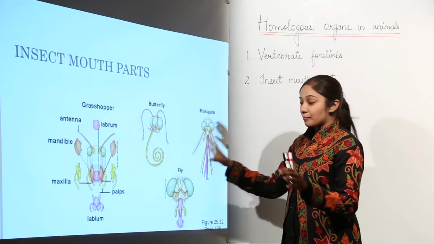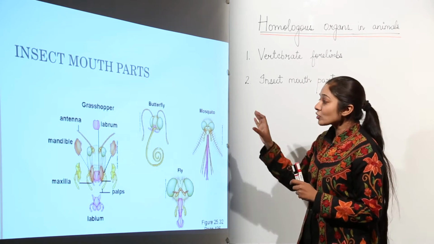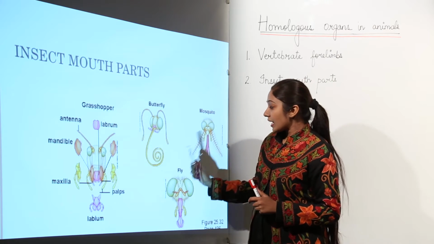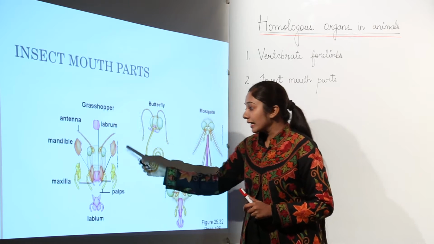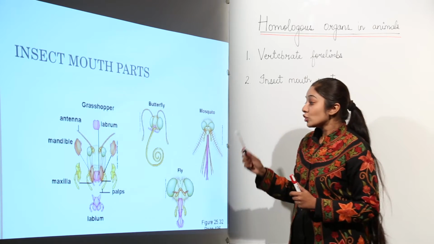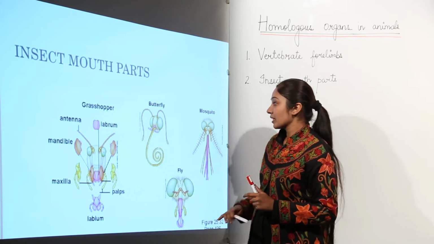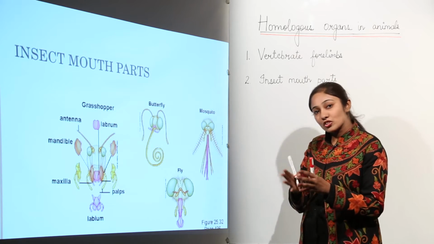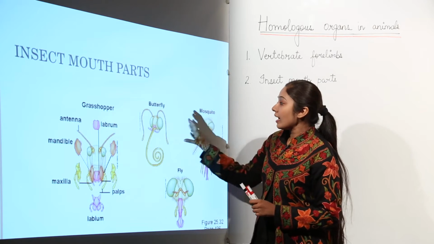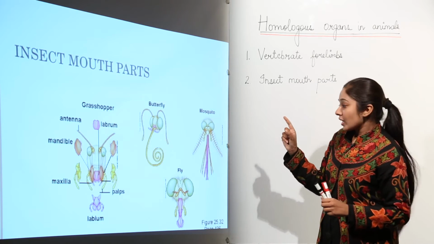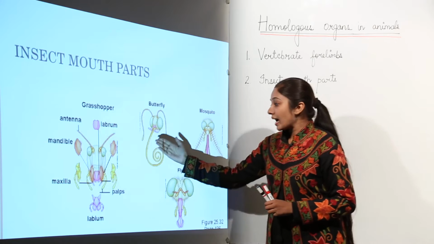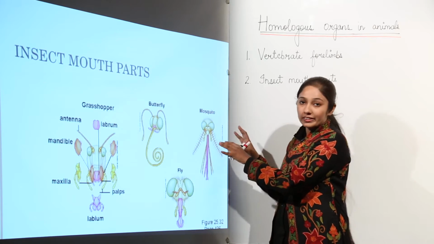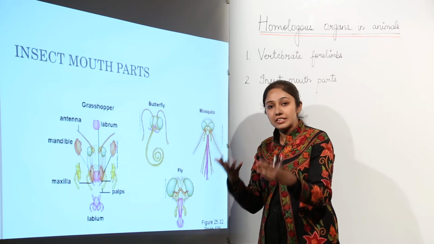Why? Let us see the basic structure. In case of insects, there is a labrum, right? And we have one pair of mandible and we have two pairs of maxilla, right? In all the insects, we see that the same basic structure is followed. They all have one labrum, one pair of mandible and two pairs of maxilla. These are the mouth parts of insects which help them in feeding, right?